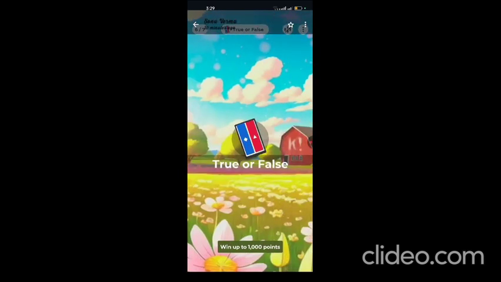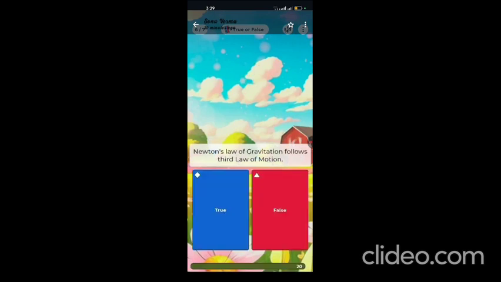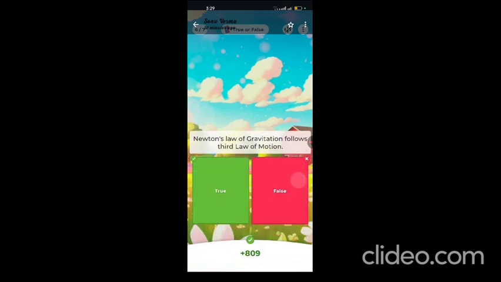Now let's move further. It is again true or false. Newton's law of gravitation follows the third law of motion. Yes, you are right. It follows Newton's third law of motion.